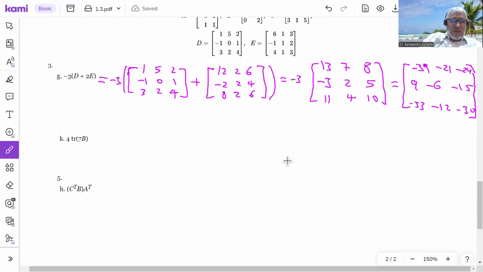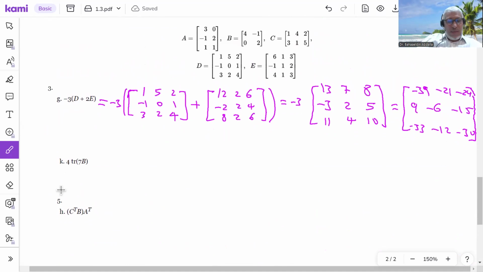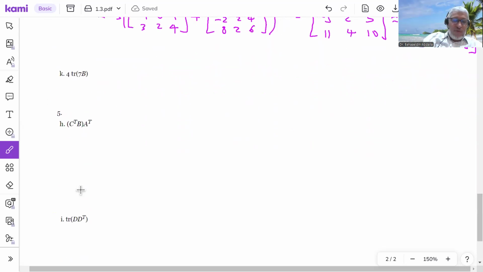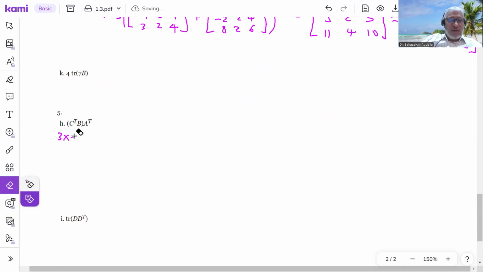Let us solve question 5 here. We need to find CT times B times AT. Okay, let me check the dimensions first. What is the size, or the order, or the dimension? Size, order, all the same meaning. What is the size of C? Well, the size of C is 2 rows, 3 columns, so 2 by 3. So what would be the size of the transpose? It would be 3 by 2 because the rows will be columns and the columns will be rows. So C is 2 by 3. CT would be 3 by 2. What about B?